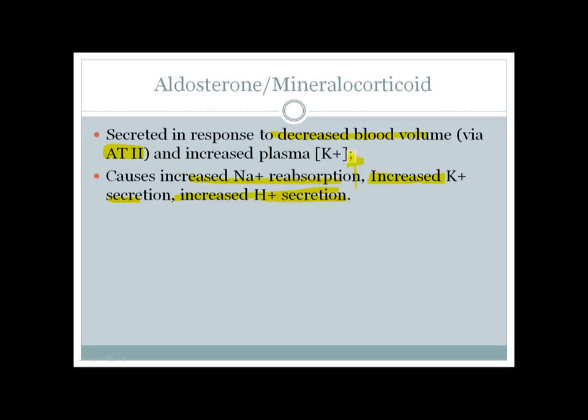And also, whenever you have a high plasma potassium, or hyperkalemia, it will also stimulate the release of aldosterone, also known as a mineralocorticoid, from the zona glomerulosa of the cortex of the adrenal gland. So those are the basics of aldosterone.